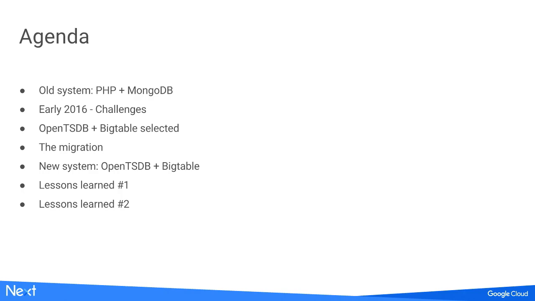So what I'm going to talk you through is a quick run through of the old system. We've been in business for 7 years, and the old system lasted about 6 years. The challenges that we faced last year, and why we decided to pick OpenTSDB and Bigtable as the time series storage engine. I'm going to talk a little bit about the migration, which we did without any customer downtime, how the new system looks, and then two lessons that we learned whilst we were doing the migration and the implementation.